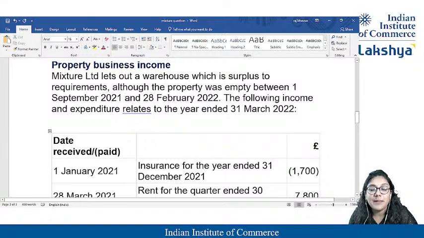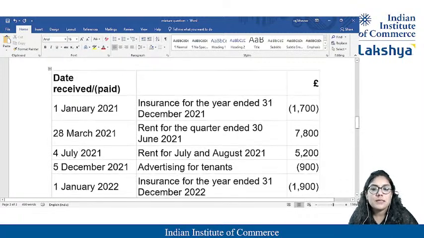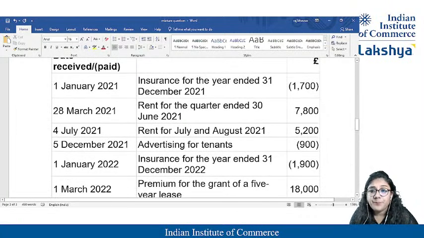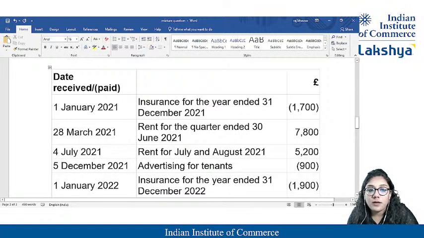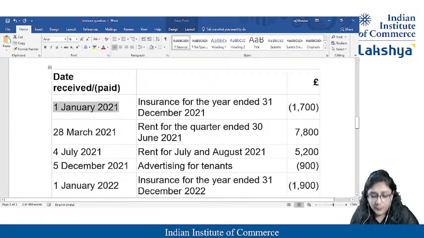Mixture Limited let out a warehouse, which is surplus to the requirement, although the property was empty between 1st September and 28th February 2022. The following income has been there. Something is paid and something is received. Received is not written in brackets, but paid is always given. On 1st January 2021, guys, keep it very slow.